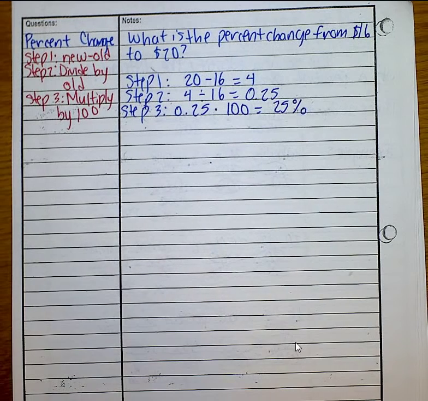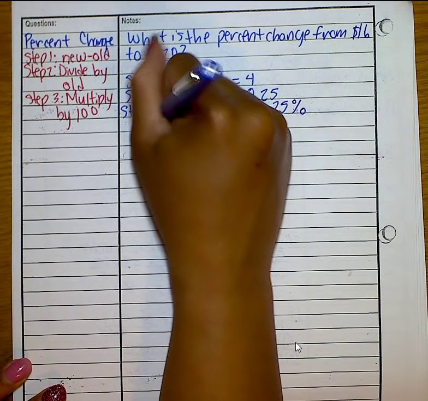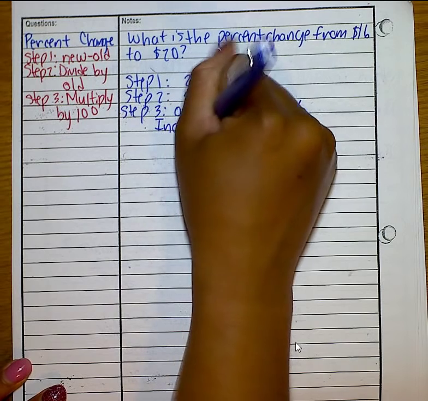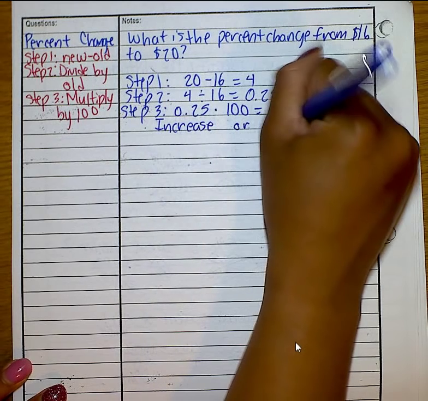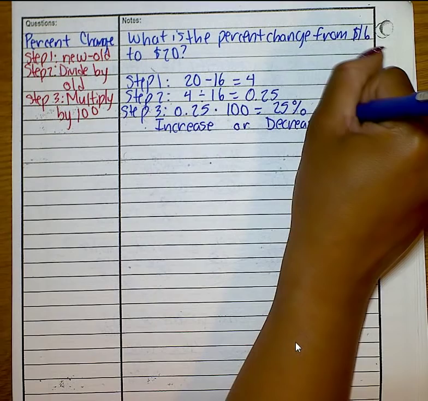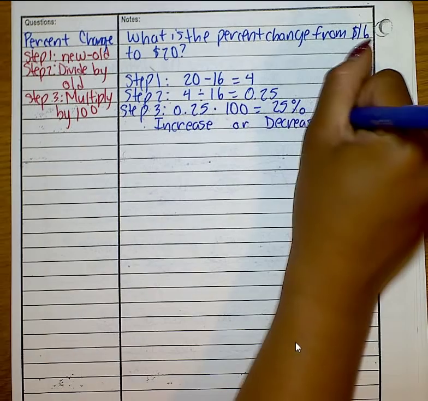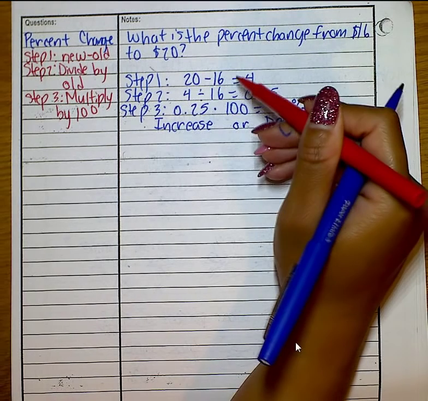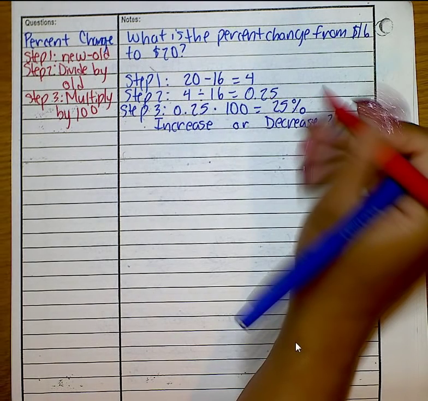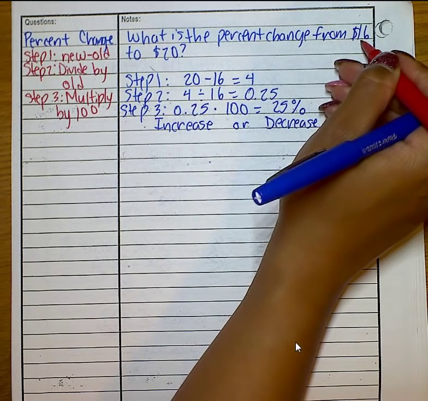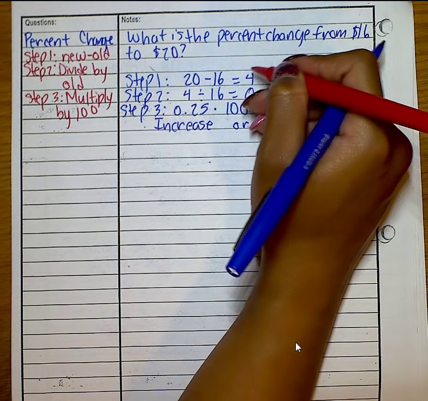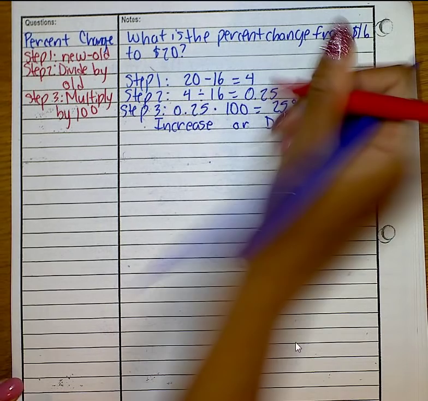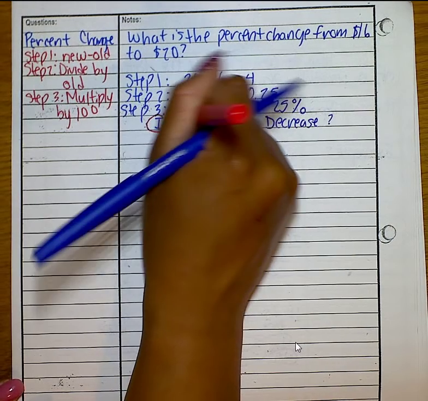Now the next question that they usually ask you, and what the test is going to ask you, is this an increase or decrease? An easy way to figure this out is looking at it from the perspective of, is it a negative number or a positive number? We had all positive values, so it seems like this is an increase. Or you could have just looked at the word problem. It went from $16 to $20. That's an increase. It got higher, so that was a percent change increase.